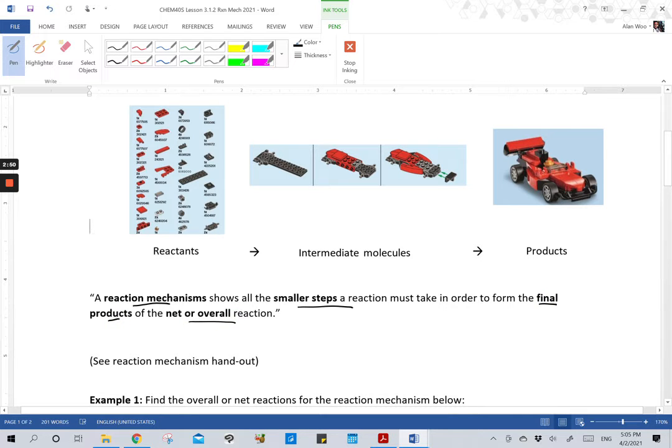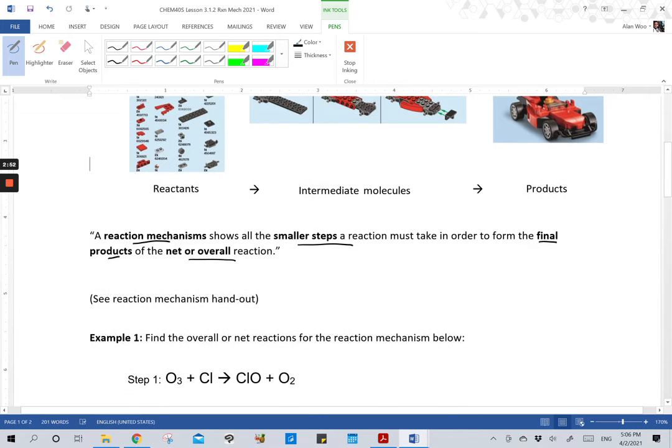At this point, you should have a reaction mechanism handout. If you don't, I likely have a PDF that you can download from Google Classroom, or you can pick one up the next time I see you in class. On this handout, I have a whole bunch of examples of different kinds of reaction mechanisms. I'll take two of these examples and go through them with you here.